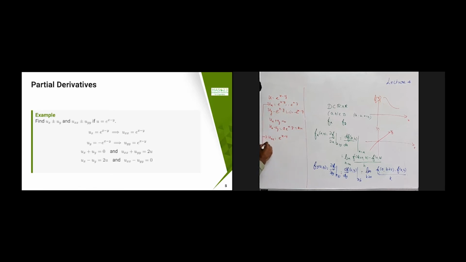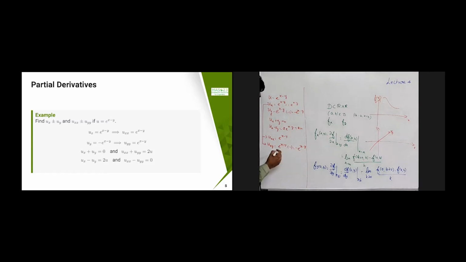Similarly, I can define uxy. Okay, uxy is going to become, I have to differentiate this with respect to y. Therefore, e power x minus y into minus 1 is going to be there. Therefore, this is going to become minus e power x minus y.